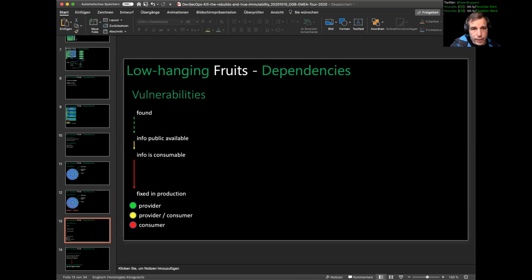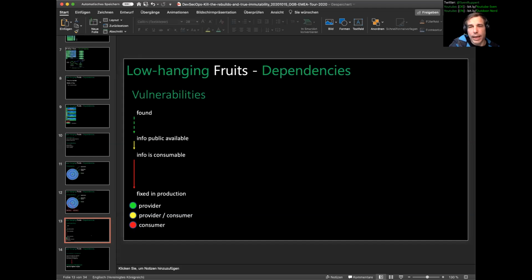Just as a side note about vulnerabilities, what is a part you could speed up here? For example, when something is found, there is a period until this information is publicly available. This is something you can just buy, wait, or whatever. You don't have anything to speed up. But once the information is publicly available, it's up to you to have this information consumable inside your CI/CD pipeline.